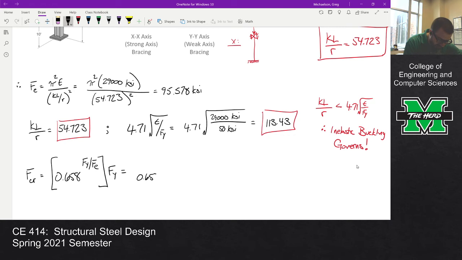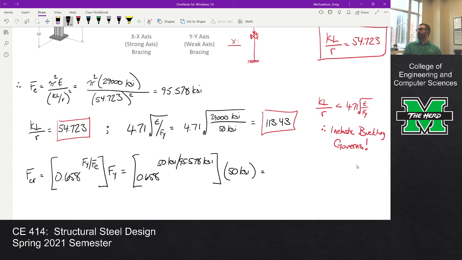And so 0.658 raised to the 50 divided by 95.5. I'll commit, I'll say 578. Now, Mr. Geis, this one's on you. And don't forget, it's easy to forget that the whole thing is multiplied by 50. One thing you can tell, if you've done this right, F critical should not be more than 50. It should be a little less. All right, 40.168. 95.578, that's what I got. 40.168 KSI.